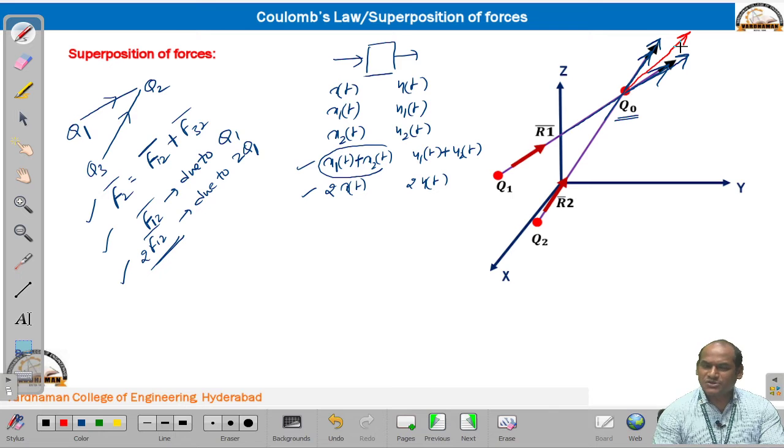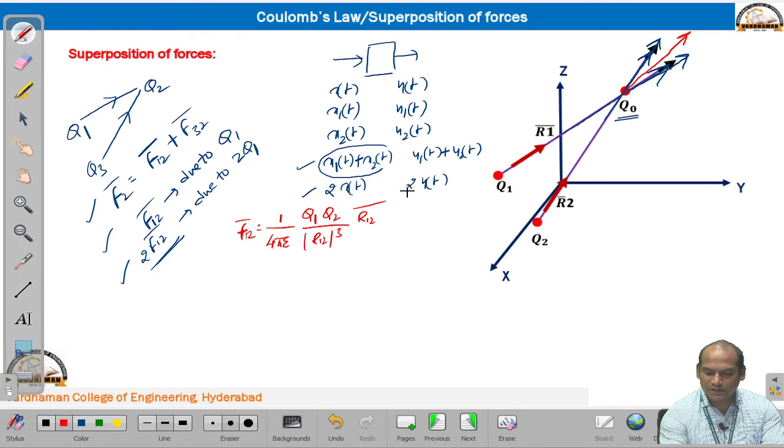Here, not only two charges, you can take n number of charges. So, the force equation can be modified like this. F12 bar, if you consider only 2 point charges, what is the formula? 1 by 4 pi epsilon, Q1 Q2 by magnitude of R12 cube into R12 bar. If you take F10, what is the meaning of this? The force on Q naught due to Q1. So, 1 by 4 pi epsilon, Q1 Q naught by magnitude of R cube into R bar.